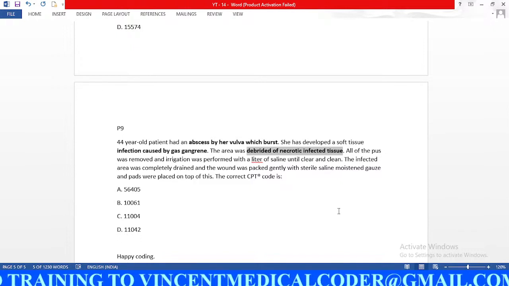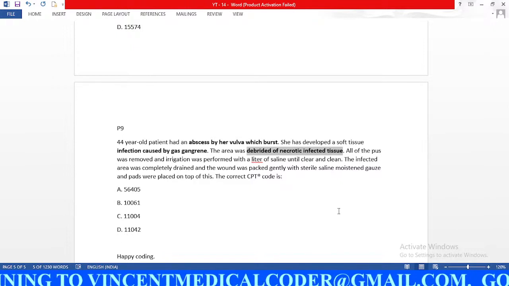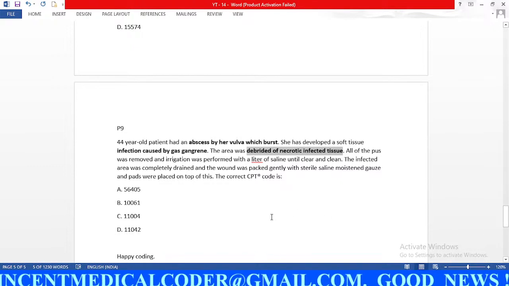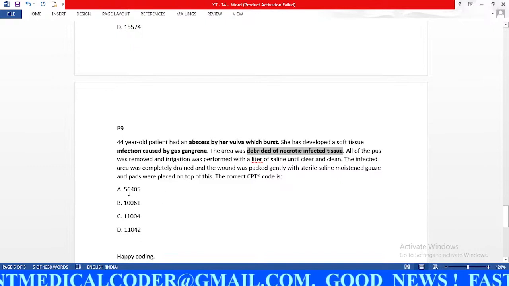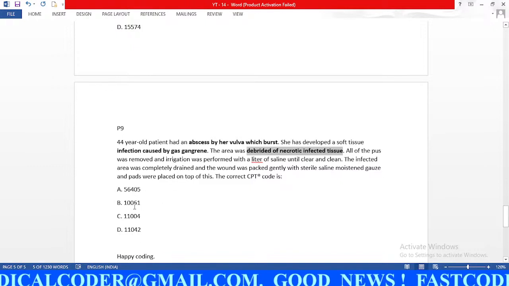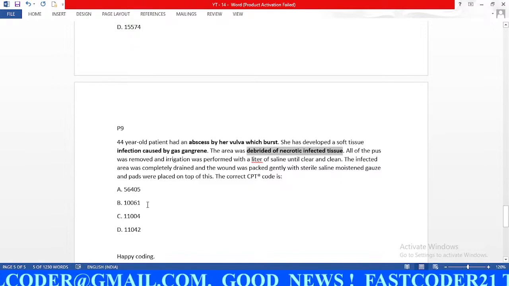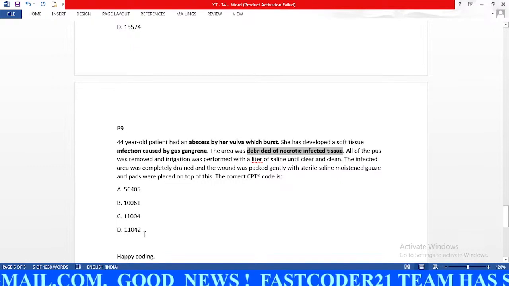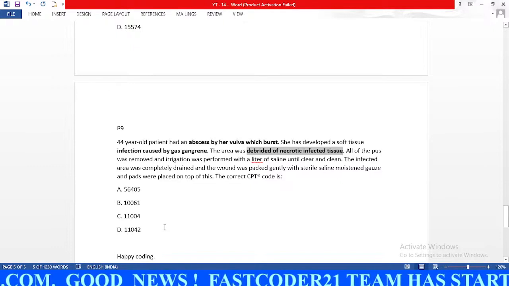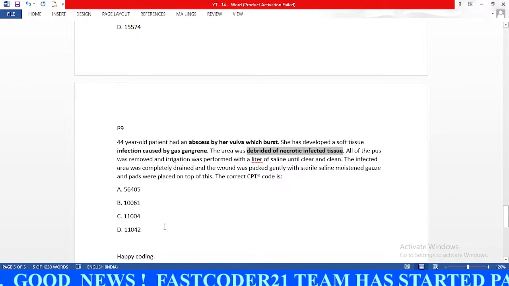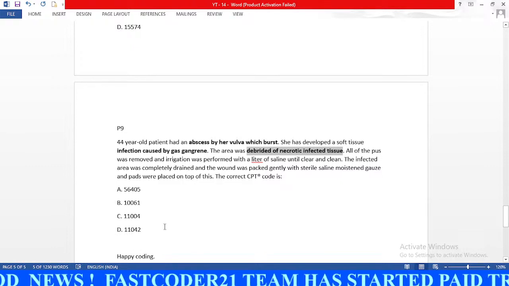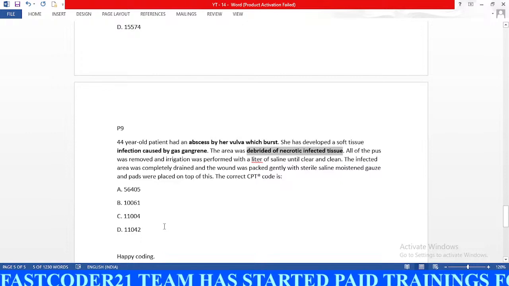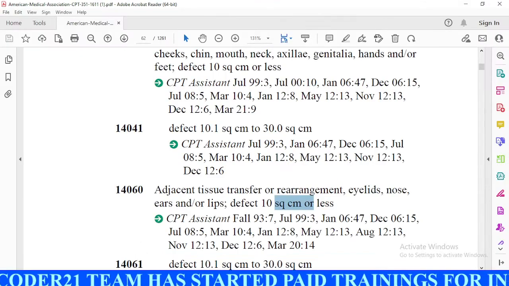Based on our question, the abscess is already burst. So there is no need for incision here as it is already burst. So here we can eliminate 56405 and 10061. We are left with C and D, 11004 and 11042. Here the physician has performed debridement for necrotized infected tissue. So we will check 11004.